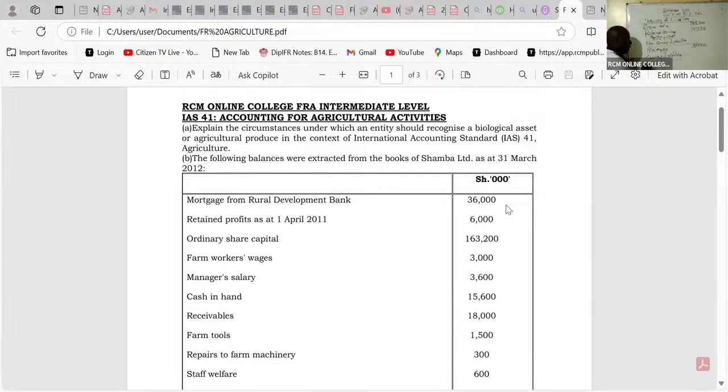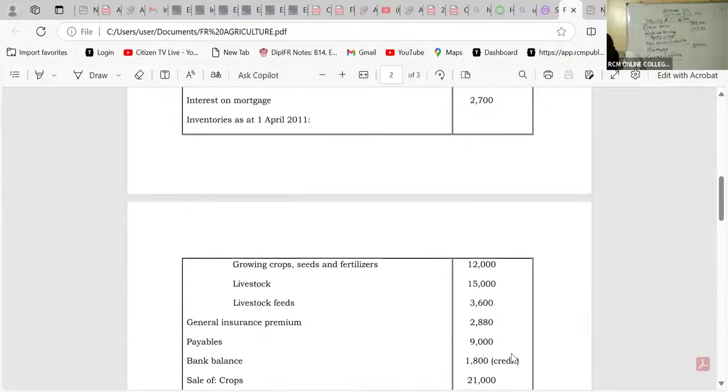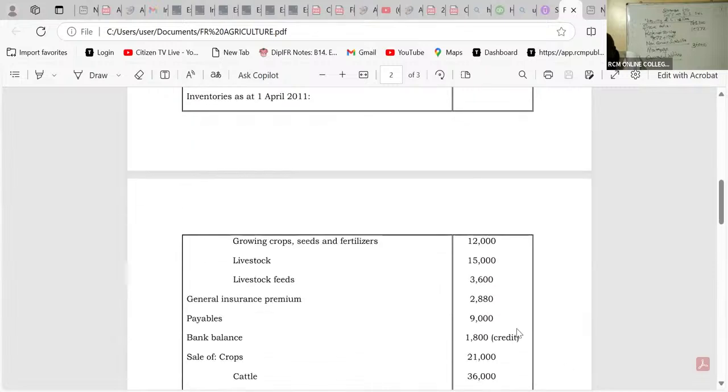Then we have the current liabilities. Ladies and gentlemen, what we have there is very many. We have payables. If we simply come here, you will see a place where we have payables of how much? 9,000, isn't it? Payables of 9,000.